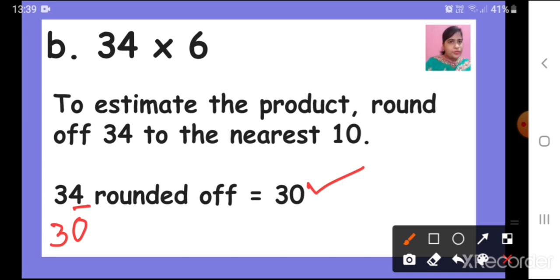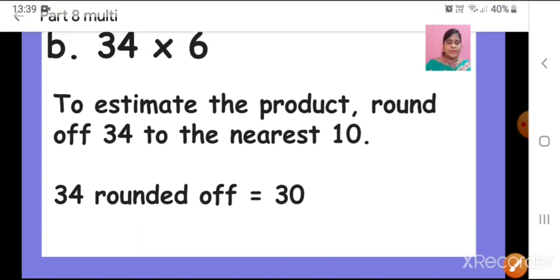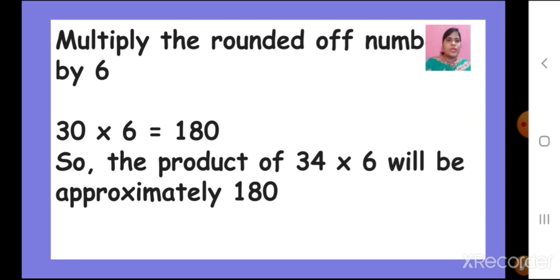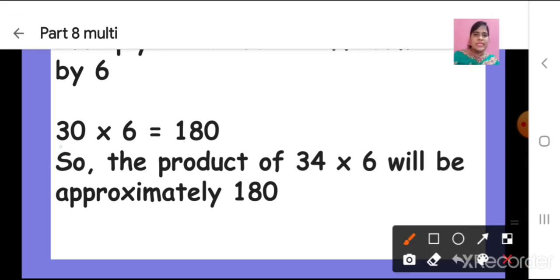After that what we have to do? Tell me. Come on. Yes. So 34 became 30. We have to then multiply by 6. The multiplier. That is our next step. Done everyone? Okay. Then write down, multiply the rounded off number by 6. Which number we have got after rounded off? 30. So multiply the number with 6.